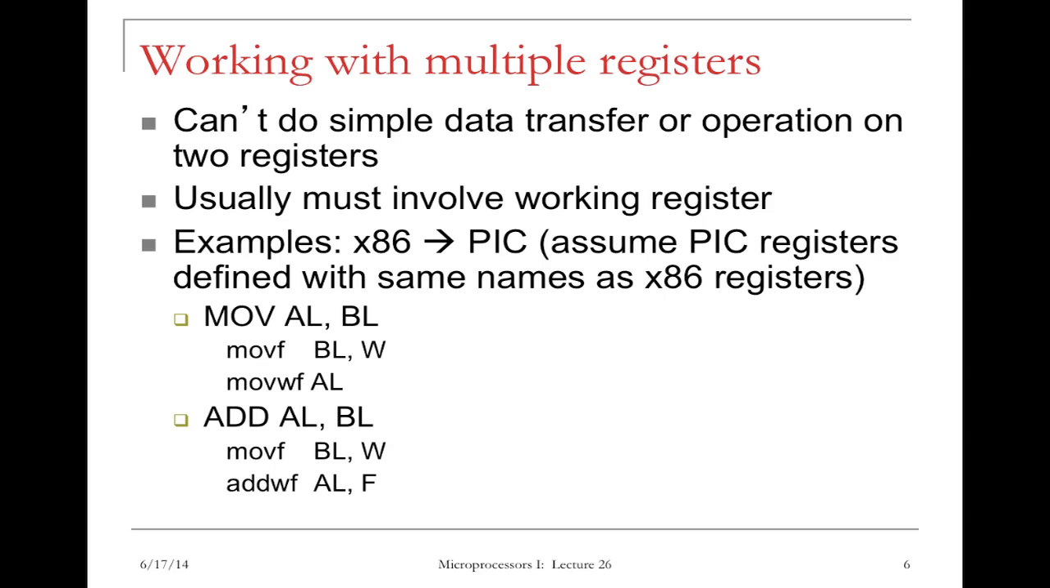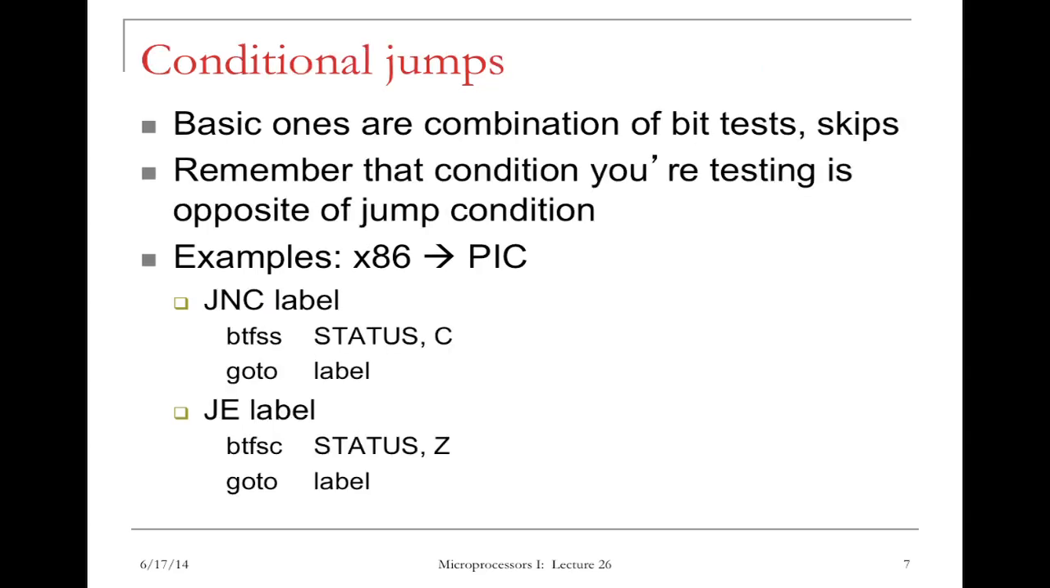Conditional jumps. In x86, we have a single instruction to perform the conditional jump. While in PIC microcontroller, the basic conditional jumps are combinations of bit test and skips. And the condition you are testing is in fact the opposite of the jump condition, because remember we do the skip. We have two examples here.